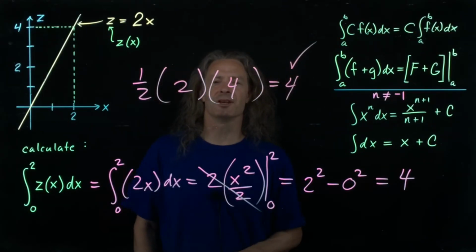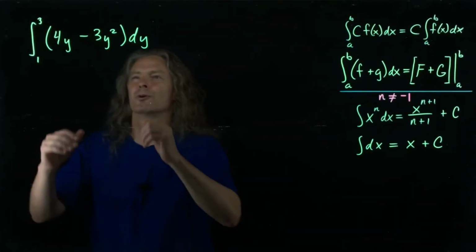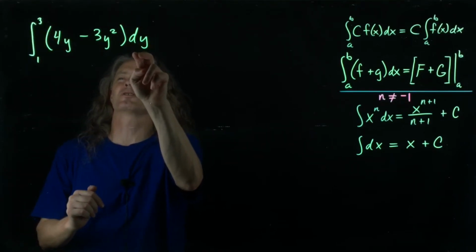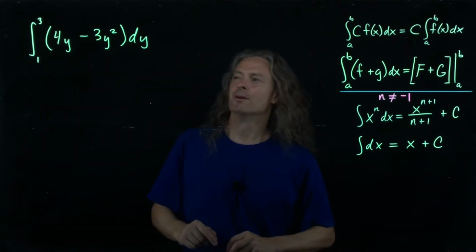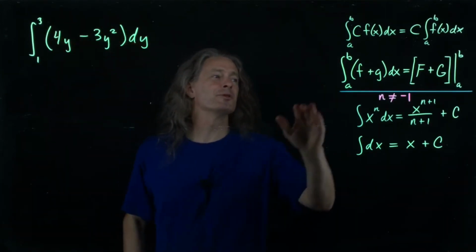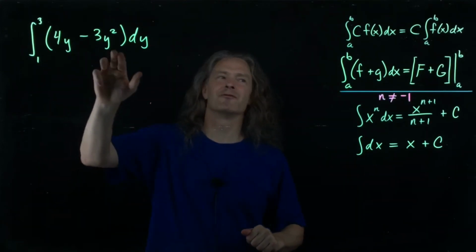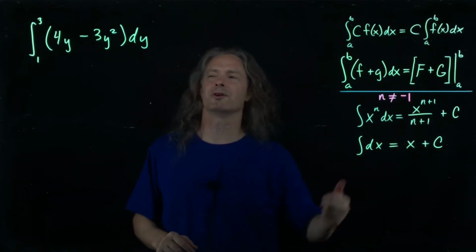All right, let's do another example. In our second problem, we're going to integrate the function 4y minus 3y squared, that quantity, with respect to y from y equals 1 to y equals 3. So we have two terms, so this will come into play. We have constants multiplying functions, so this comes into play. And also we'll be using this shortcut rule.